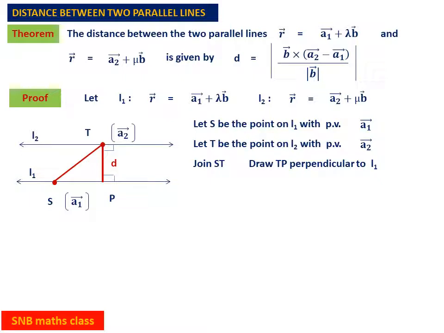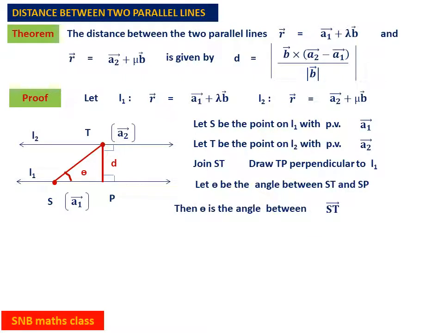So remember here the line TP is perpendicular to both L1 and L2. So let theta be the angle between ST line segment and SP. You can see here the angle between SP and ST is theta. Now theta is the angle between ST vector and B also, because SP line segment is on the line L1. So the direction of SP vector is same as direction of the vector B.